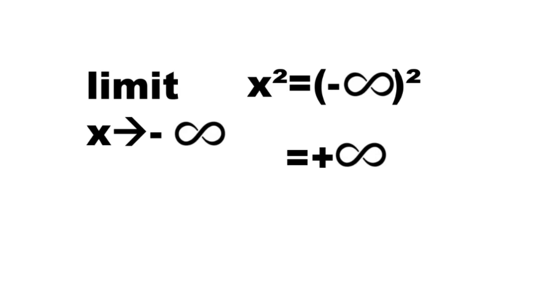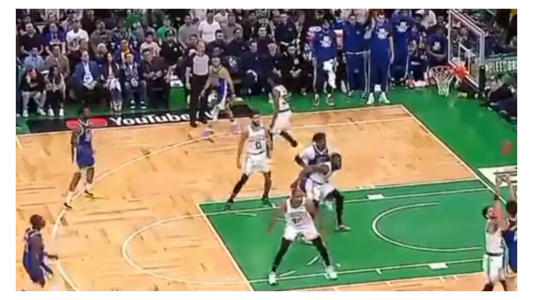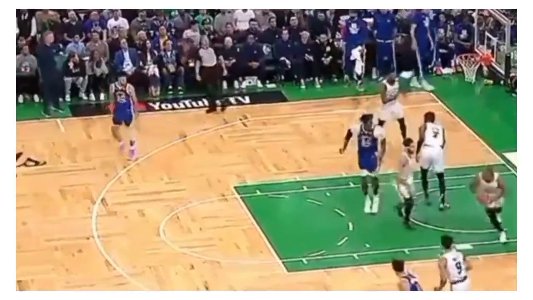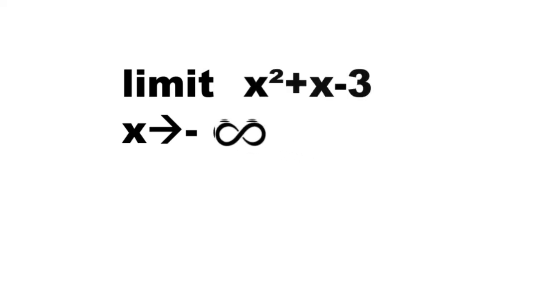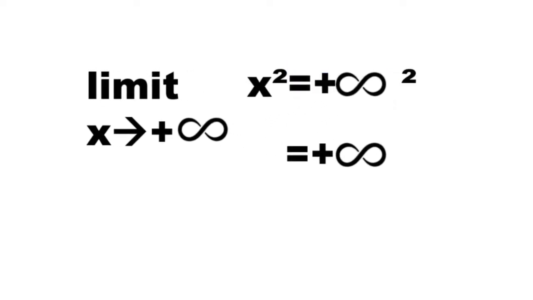This is also true for all even exponents such as to the power 4 or to the power 6. But if we have an odd power, example to the power 3 or cube, the limit is negative infinity. For polynomial functions, example limit of x squared plus x minus 3 as x approaches negative infinity, we just consider the term with the highest exponent or power. The other terms are considered insignificant. So we have positive infinity.